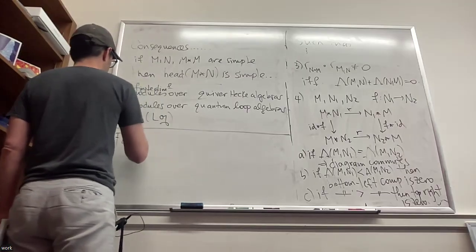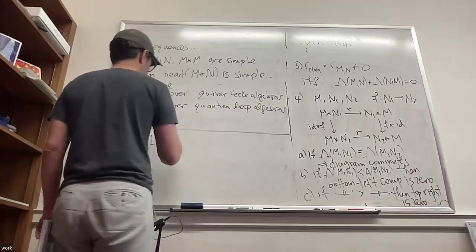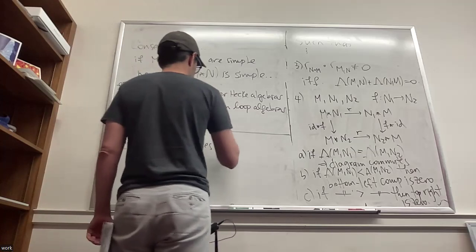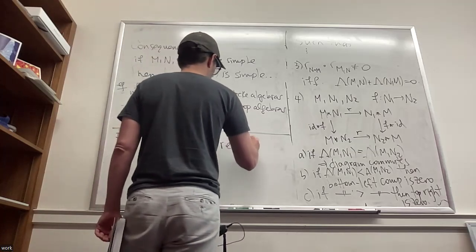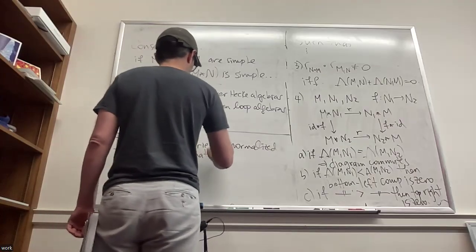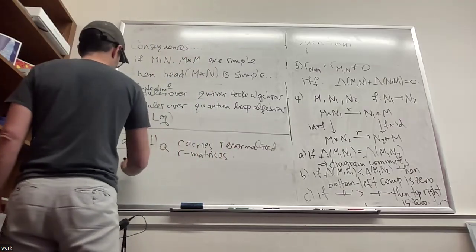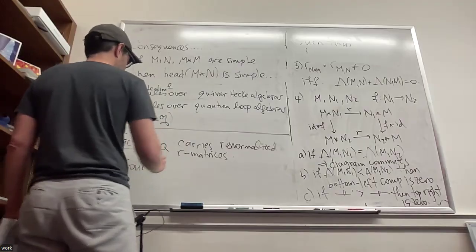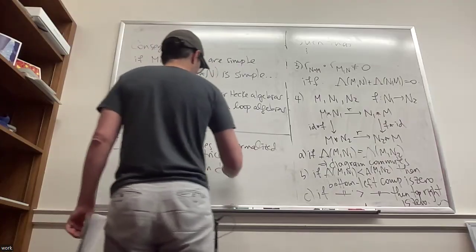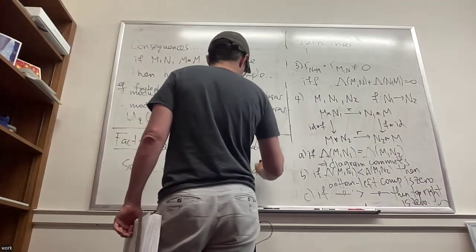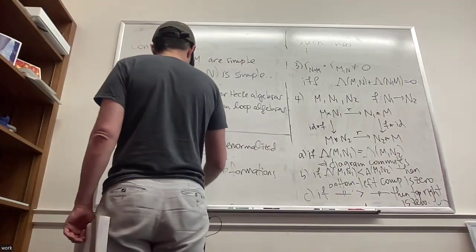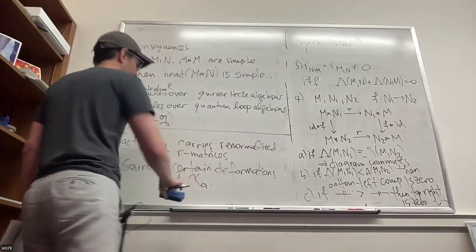Fact, HQ carries renormalized r-matrices, and the source of these is a certain deformation of the moduli spaces.